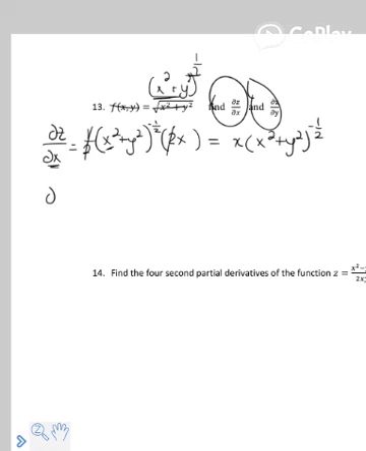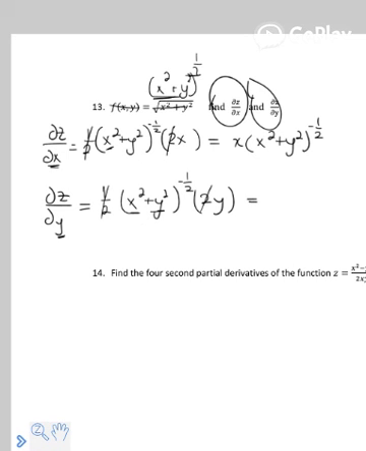Now the partial derivative of z with respect to y, same thing, chain rule, we'll drop down the power in front, decrease the power by 1, and then multiply by the inside function. Now we're taking the derivative with respect to y, so x is a constant whose derivative is 0. So you just take the derivative of y squared, which is 2y, and again the 1/2 and the 2 cancel, so we have y times x squared plus y squared to the negative 1/2.